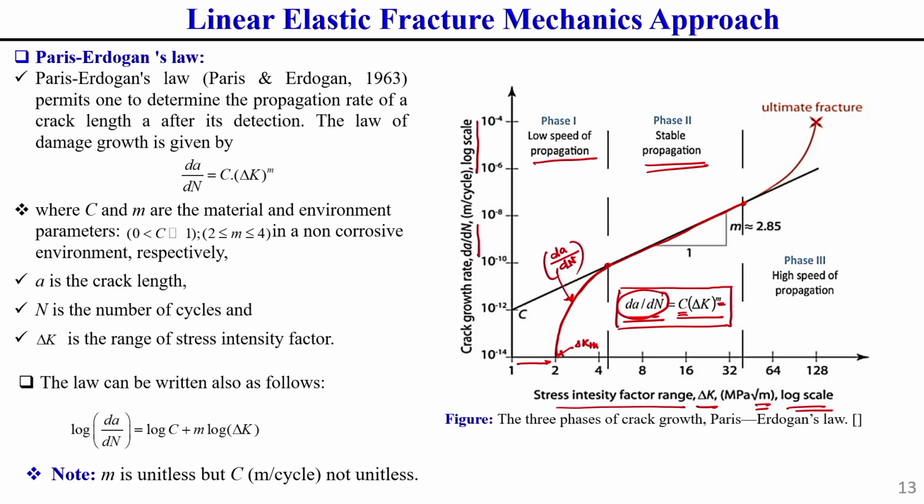In log scale, generally this dA by dN we can represent in terms of a linear form. That is why this portion, which I am showing in stress 2, is almost a linear or stable propagation zone. In log scale, how it becomes linear, this power law, I will show. Okay. So, after that stress 3 is coming.